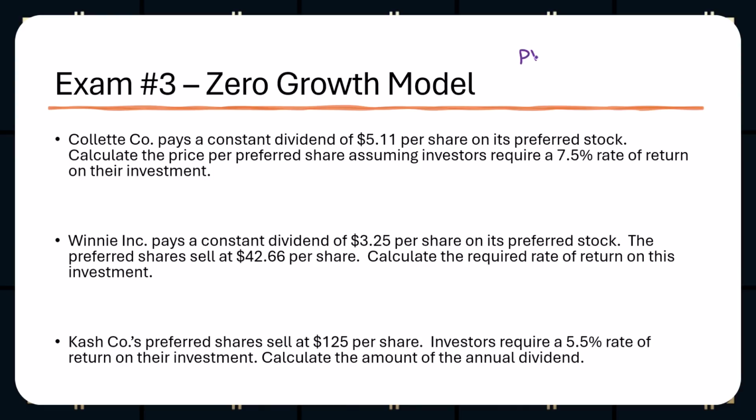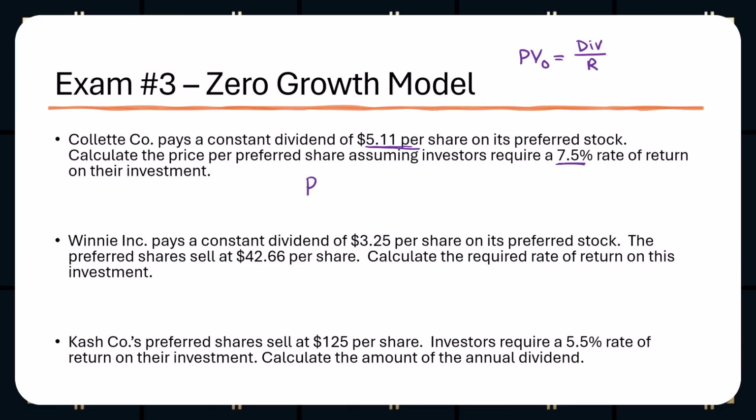In this problem, we are working on questions that are related to the zero growth model. Recall that the zero growth model is simply the perpetuity formula. That is, the present value of the expected future cash flows is just the dividends divided by the required rate of return. Collect Co. pays a constant dividend of $5.11 per share on its preferred stock. Calculate the price per preferred share, assuming investors require a 7.5% rate of return on their investment.